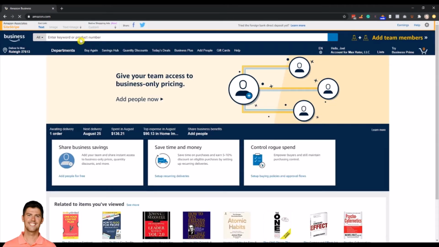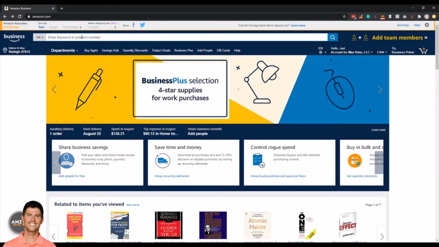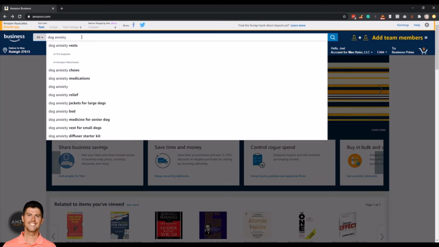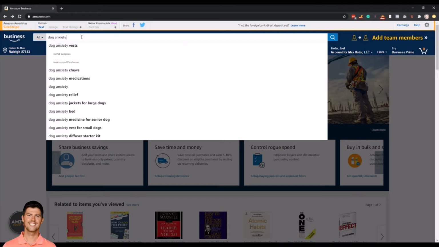And when I do that, I'm going to put in, again, my keyword, dog anxiety. And before I click enter, I'm actually going to take a look at these products. So I can see that the biggest thing that people are selling are dog anxiety vests based on this keyword. Also, they're selling chews, medications, relief, jackets, bed. And that bed we saw in the Google Trends data was a breakout keyword. So that's interesting. So we can look at that.